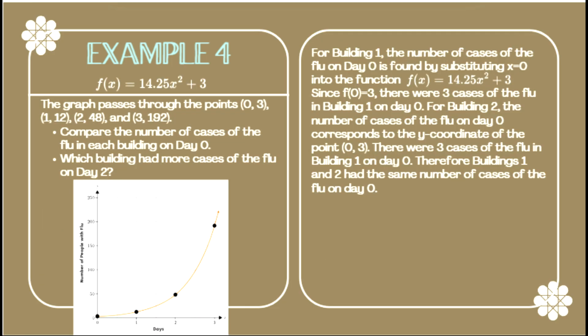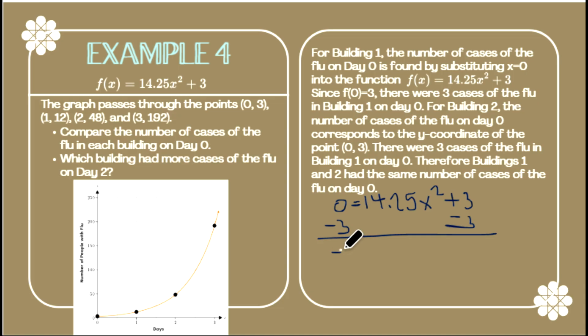Let's see what they say to do. For building 1, the number of cases of the flu on day 0 is found by substituting x equals 0 into the function. Okay, so they want us to solve it for y. So you would take your formula, which is right here. We're going to say y is equal to 0. Y and f of x are interchangeable, and it's going to be 14.25 x squared plus 3. And we want to get x all alone. So we're going to subtract 3 from each side.